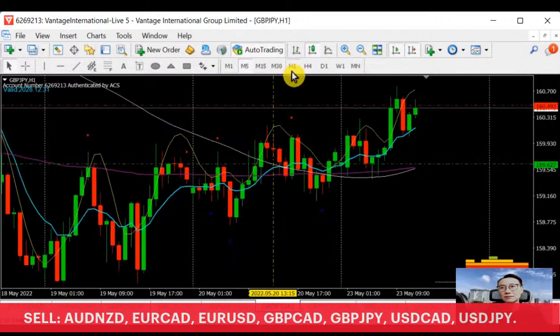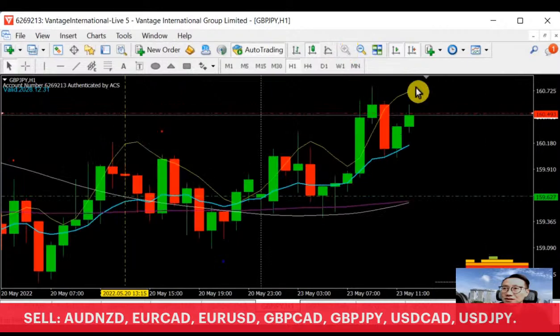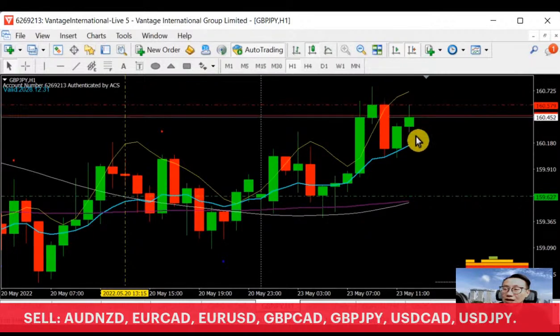Okay, so let's stay looking into H1. Look carefully in H1. Okay, this area, I'm going to talk about this area. If you can see the resistance here, this hour we have already reached the resistance. So that also means we have actually tested the resistance once.